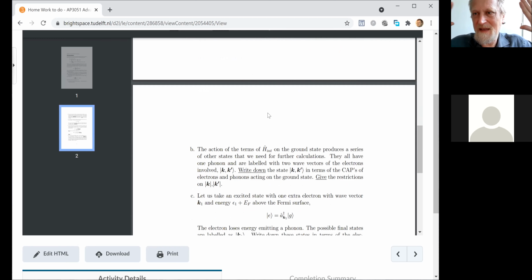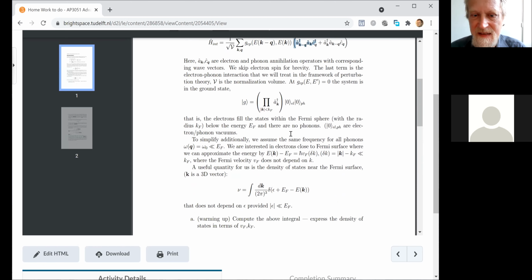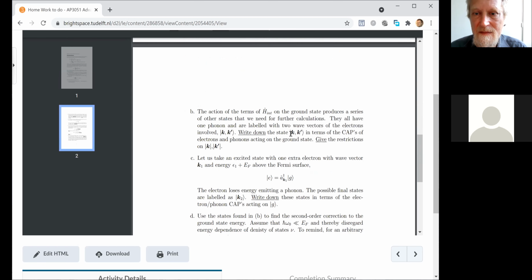Point B again, let me repeat it again and again, because many students still have a difficulty with that. It's a very crucial point in any problem which you got. Most problems in homework, most problems during the examination. You have to understand what do the terms of this interaction Hamiltonian, not the whole guy, but the terms, what do they do with the ground state? Which states come about upon the action of this term on the ground state?